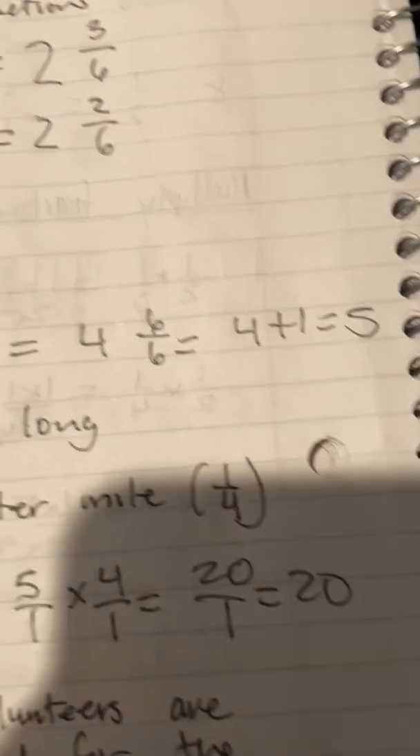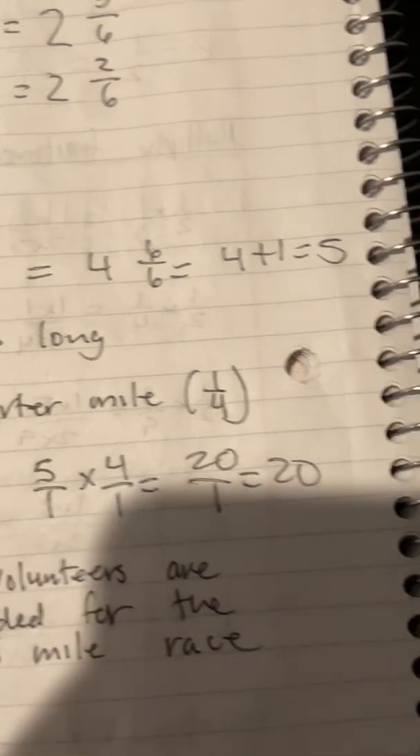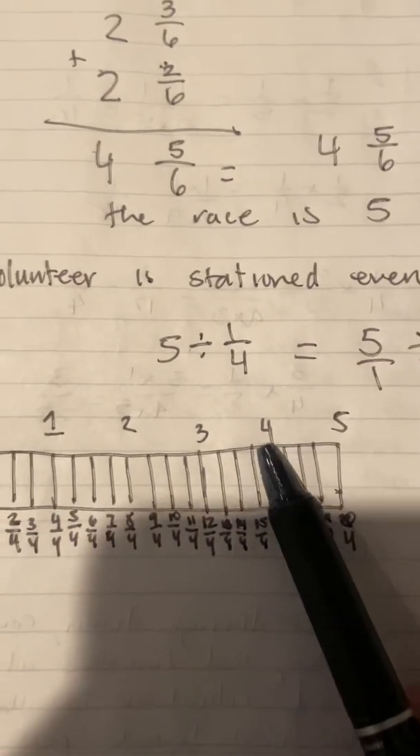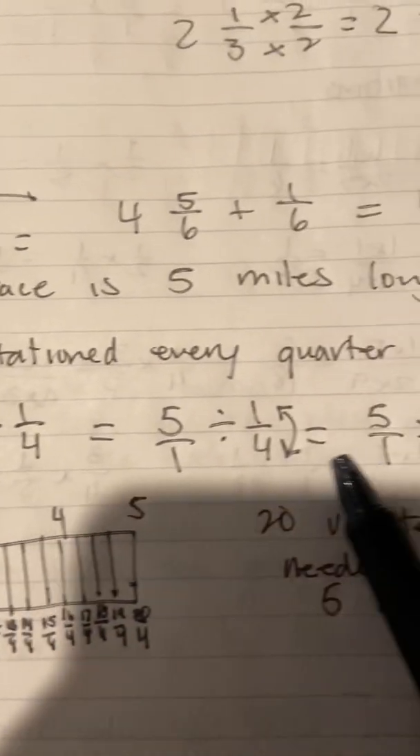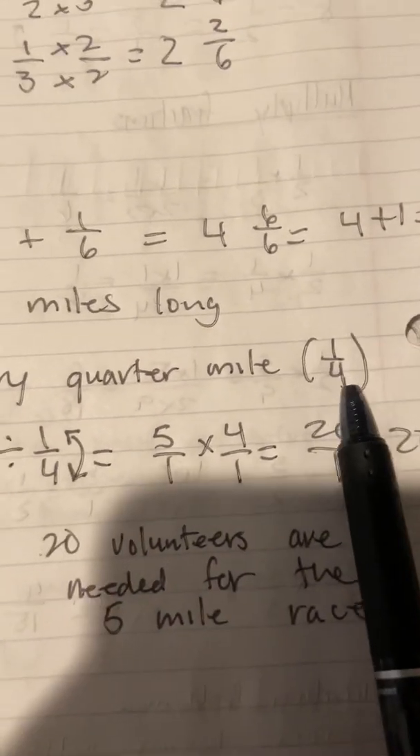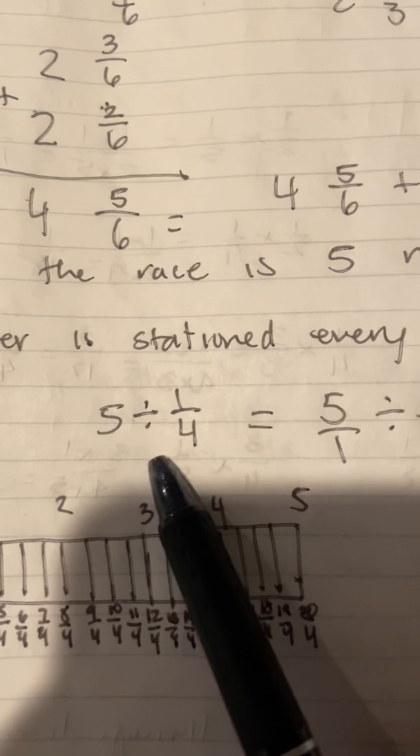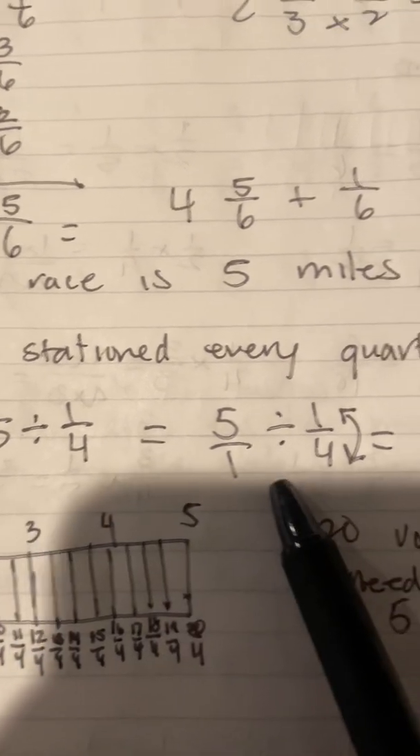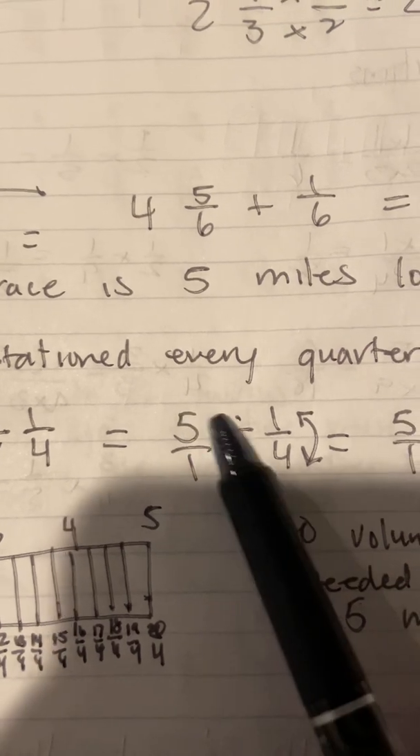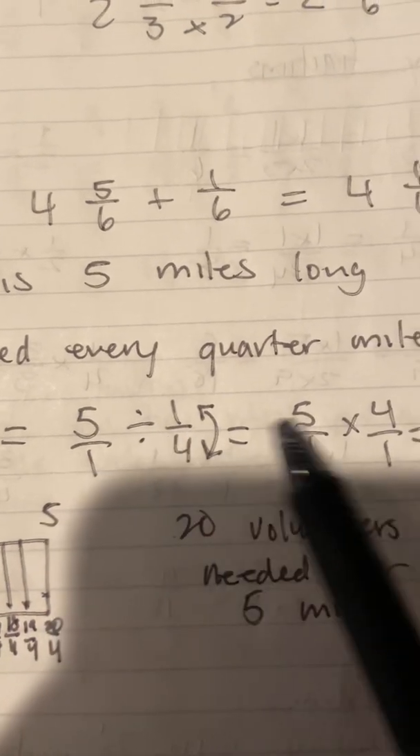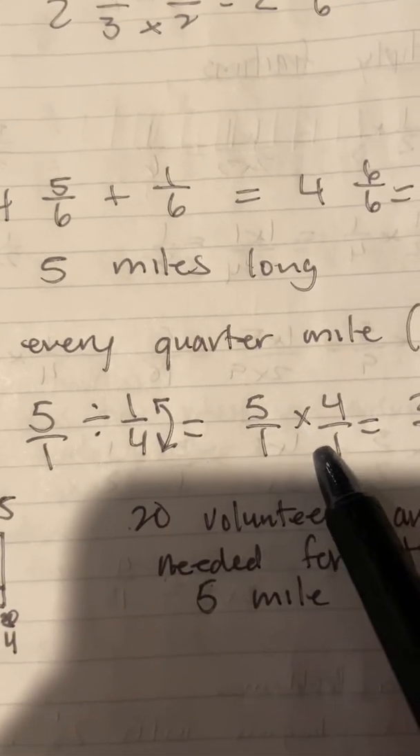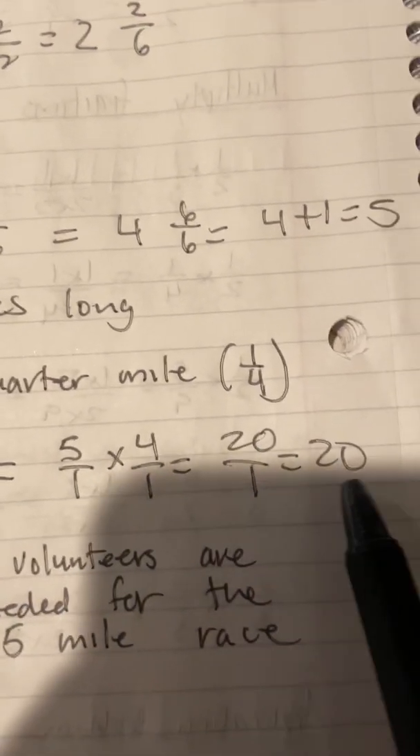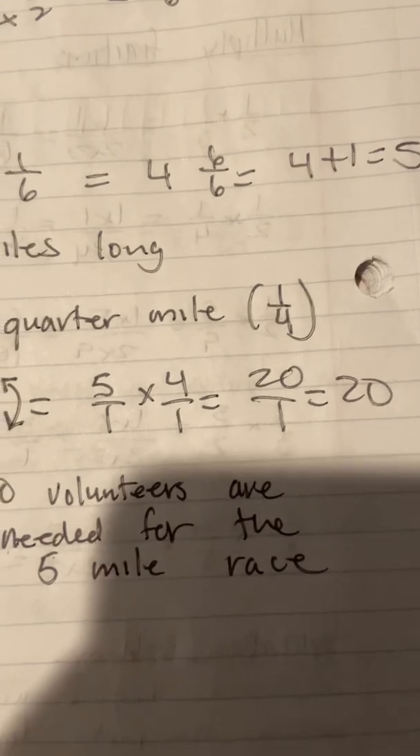One of the questions I asked you was, how long was the race? And the race is 5 miles long. So if a volunteer is stationed every quarter mile, or every 1/4, we're going to divide the 5 miles into 1/4 of a mile. So 5 over 1 divided by 1/4. Again, switch the division to a multiplication, do the reciprocal. So 5/1 times 4/1 equals 20/1. And so we get 20.